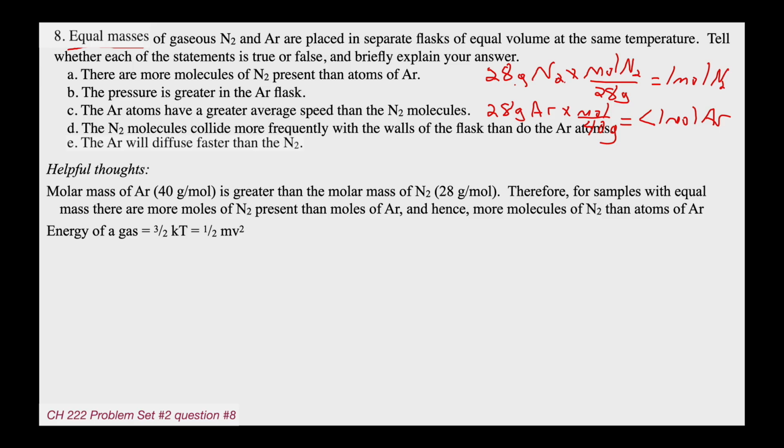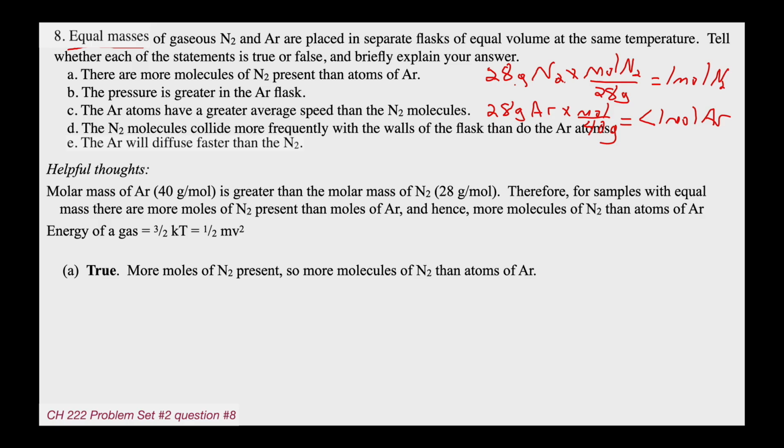But let's look at answer A. It says there are more molecules of N2 present than atoms of argon. True. If there are more moles of N2 than there are moles of argon, then if you multiply both of those numbers by Avogadro's number, there's going to be more molecules of N2 than there are atoms of argon. So the first one is definitely true.